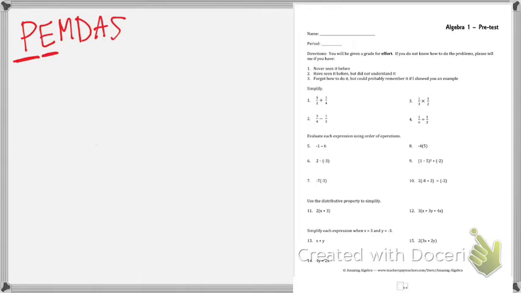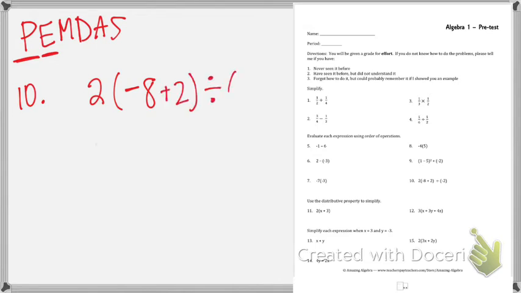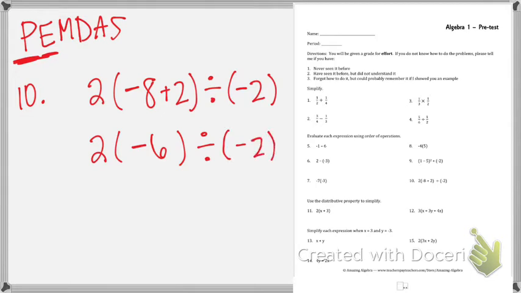Next, number 10. We have 2 times 8, or negative 8, plus 2 divided by negative 2. All right, so remember we have to do parentheses first. So we're bringing down our 2 we have not used. Negative 8 plus 2 is a negative 6. Bringing down what we have not used yet.